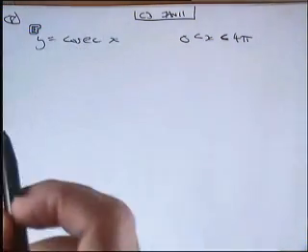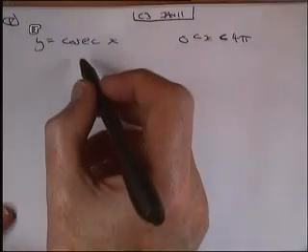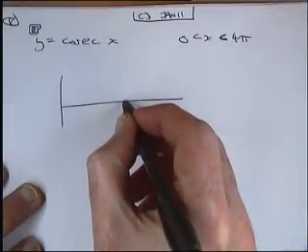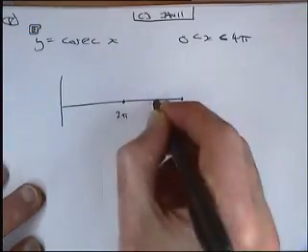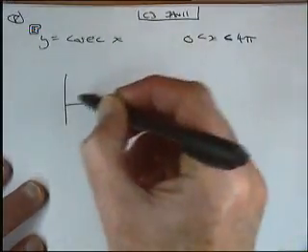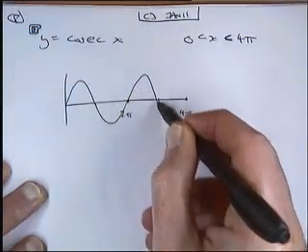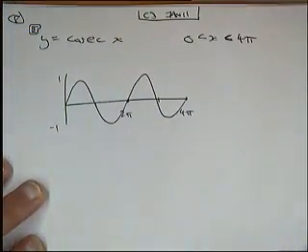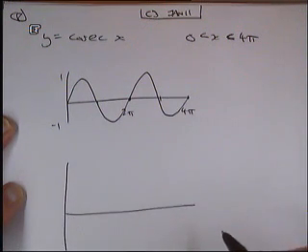Third letter of cot is T, so it's 1 over tan. Third letter of sec is C, so it's 1 over cos. So this is 1 over sine. So I'm going to draw the sine graph first, between 0 and 4 pi. If I mark in all my pi's, I am going to have the sine curve looking like this, going between -1 and +1.